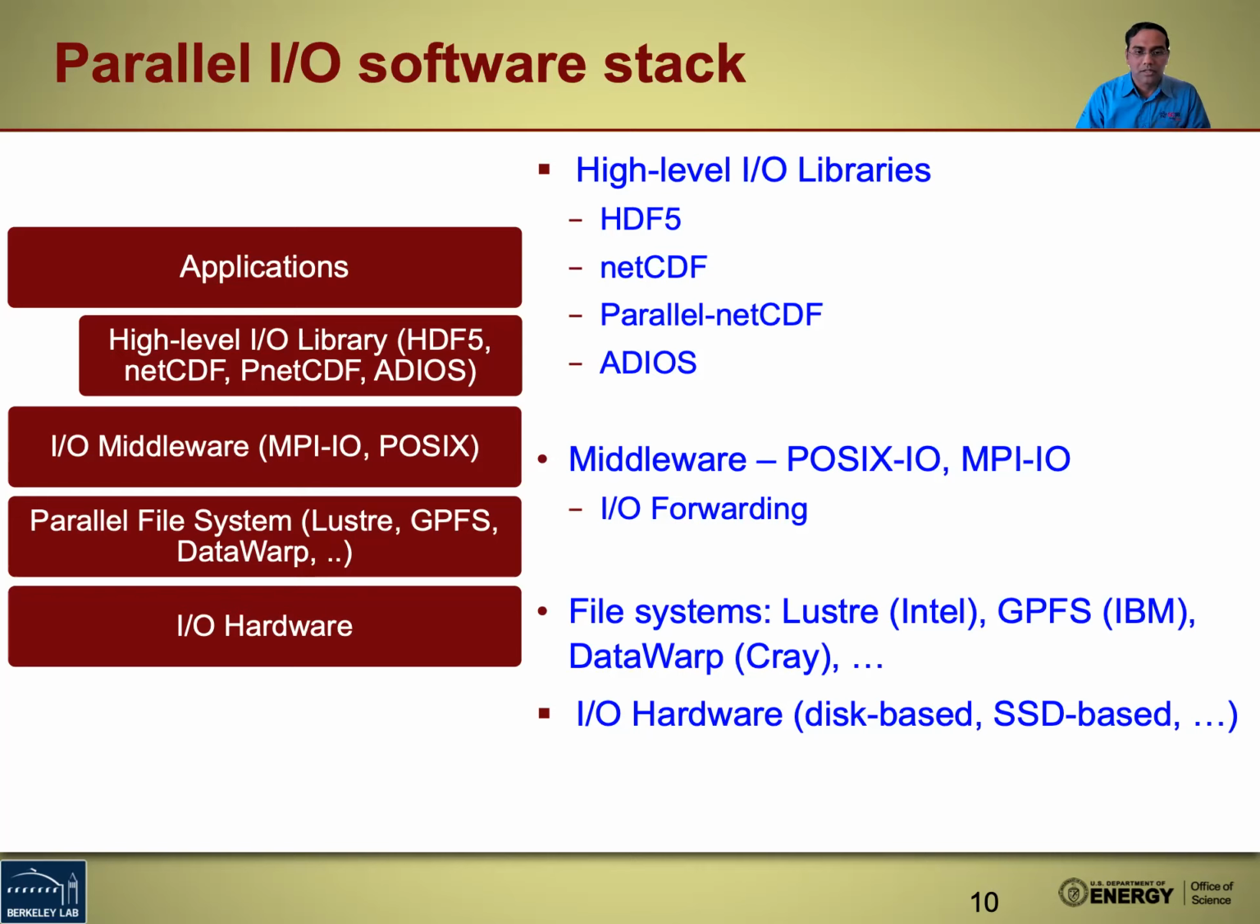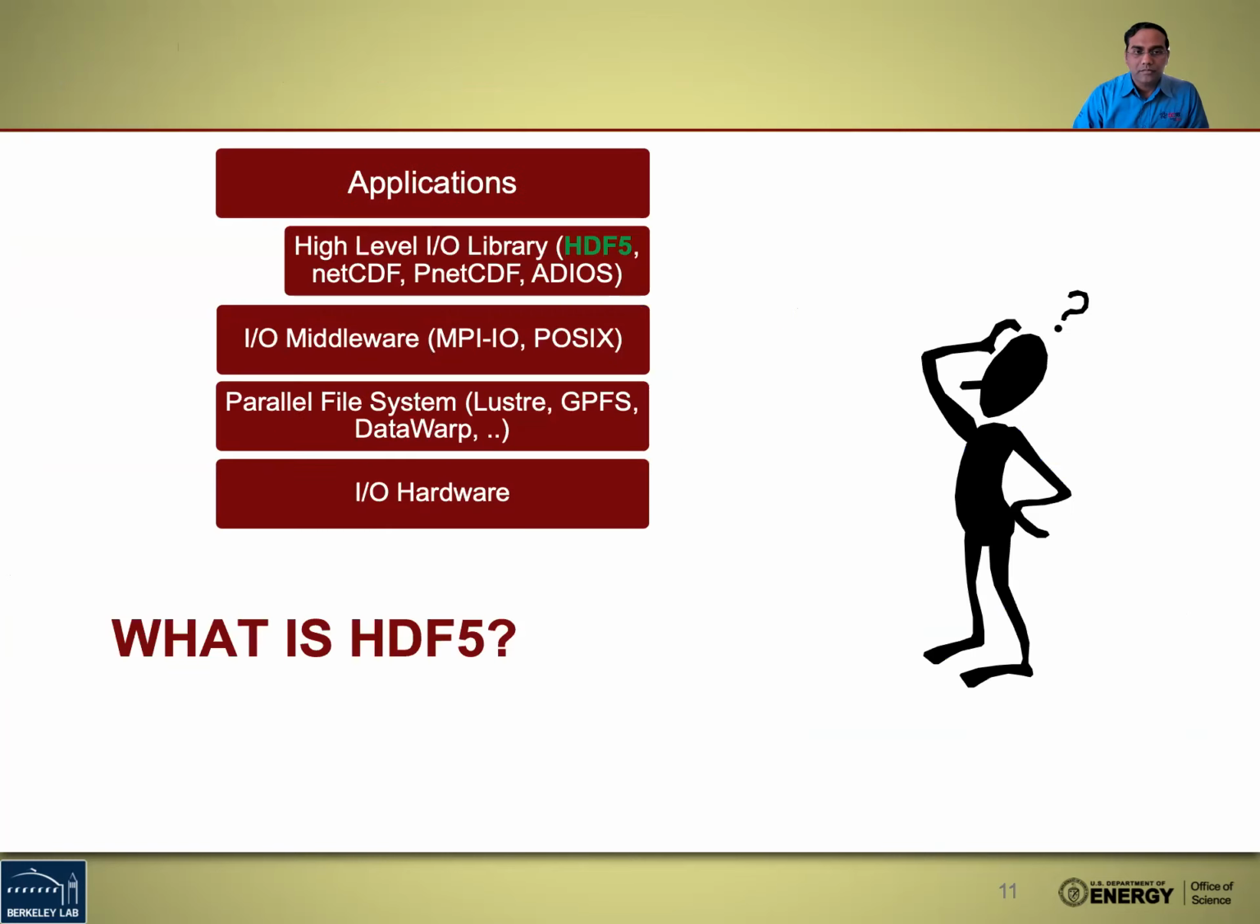And they deal with file systems such as Lustre, GPFS, and Data Warp, which is a burst buffer based on Cray. And I/O hardware itself is typically disk-based or SSD-based, but new types of storage class memory are also coming up. So the project I'm leading is to improve the performance of HDF5.